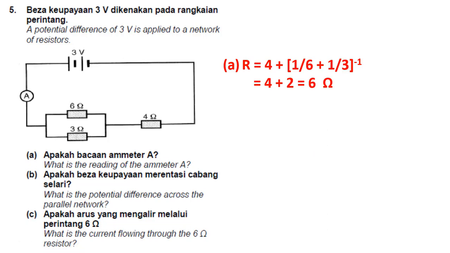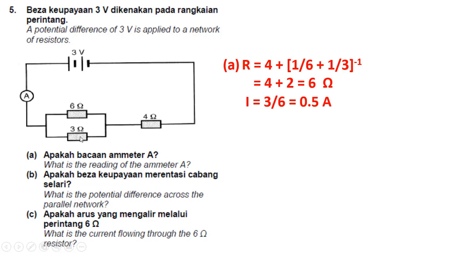Not yet. So I equals V over R. V is 3 divided by 6, which equals 0.5 ampere. Now, what is the potential difference across the parallel network? In order to do this, we have to know the current flow. The current flow is 0.5 ampere.